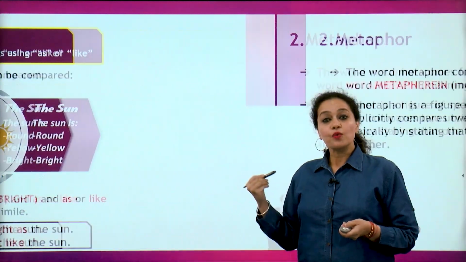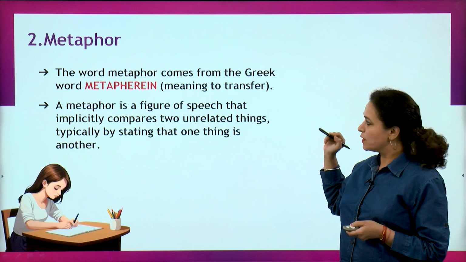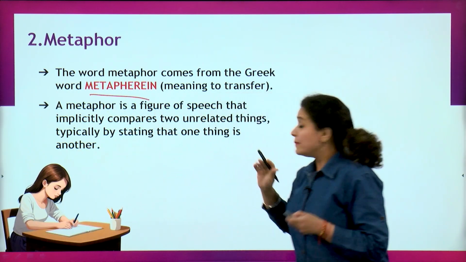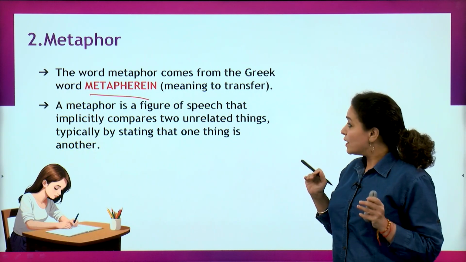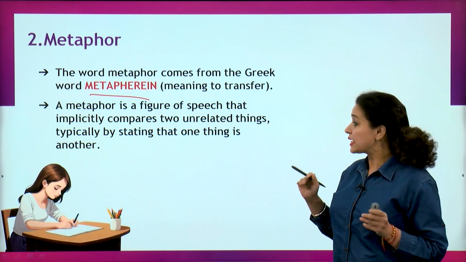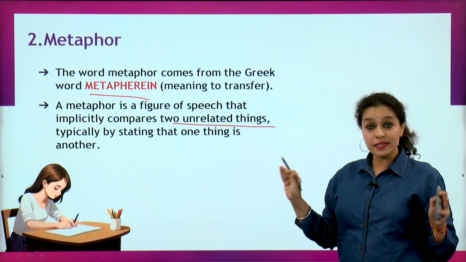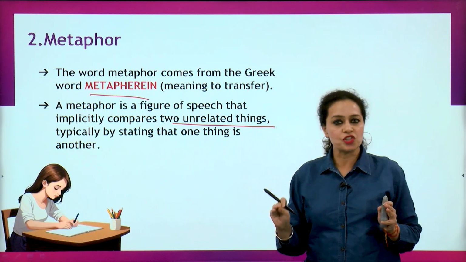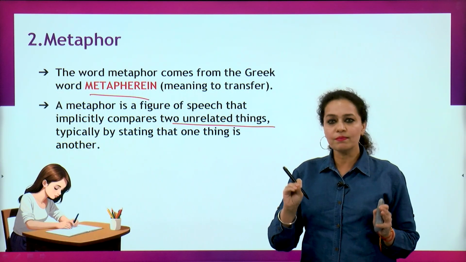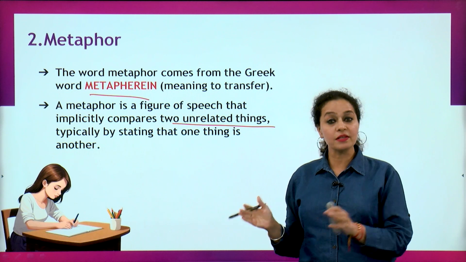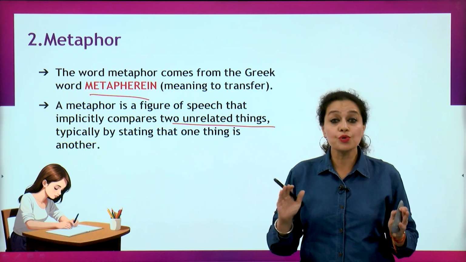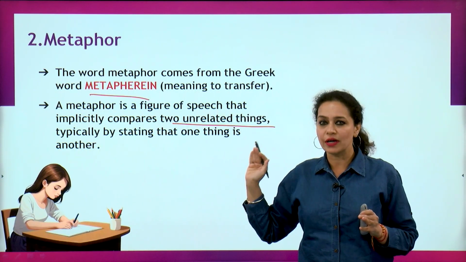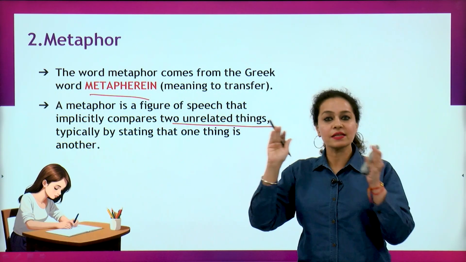On similar lines, we have another figure of speech, that is metaphor. Now, the word metaphor comes from the Greek word metaphorein, meaning to transfer. It is a figure of speech that implicitly compares 2 unrelated things like a simile by stating that one thing is another. Now, here is the catch. This is like simile. In a simile, we make comparison. Here also we make comparison. But the difference lies in the disuse of the word like or as. We don't use words like as or like here. Rather, we say this thing is that thing.